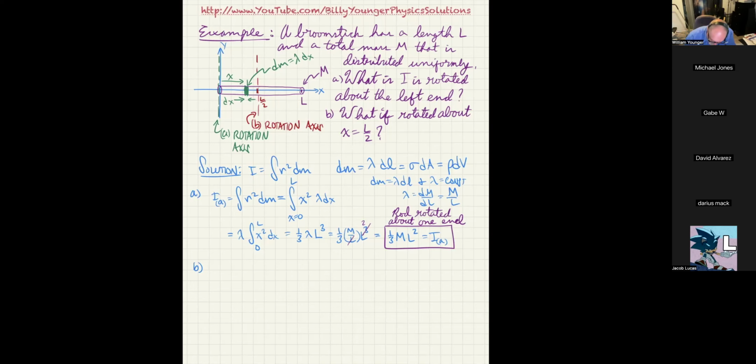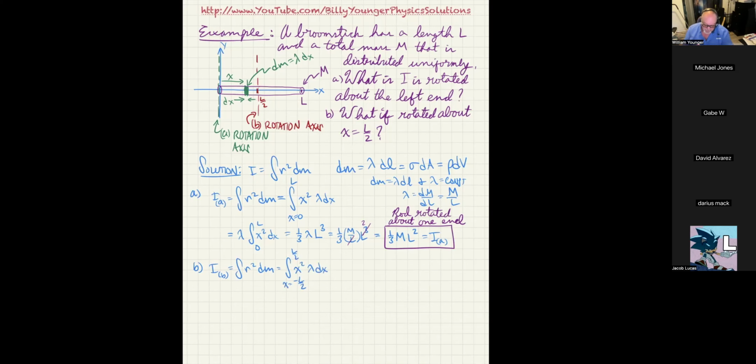And the fact that x goes from negative L over 2 to positive L over 2 will take into account the fact that some of the mass is to the left of the origin and some of the mass is to the right. So I'm going to say I for part B is equal to the integral of r squared dm, and that's going to be the integral using the exact same differential mass elements, x squared times lambda dx. Only I'm going to integrate it from x equals negative L over 2 to L over 2. So that's the big difference.